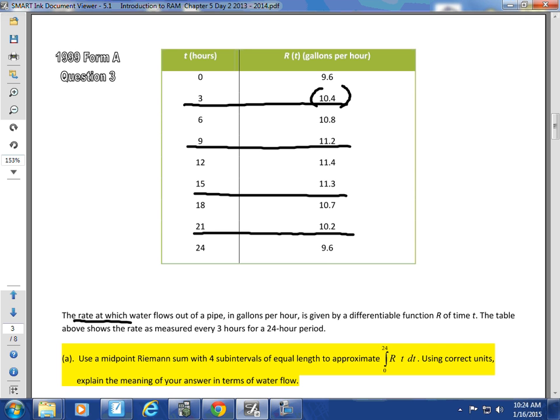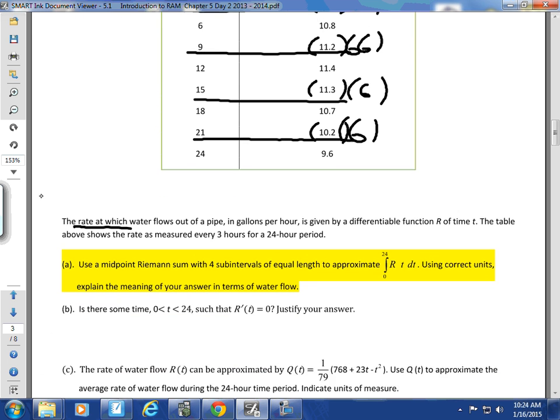So the first rectangle is 6 times 10.4. The second rectangle is 6 times 11.2. The third one is 6 times 11.3. And the fourth one is 6 times 10.2. Again, we need to talk about a label on here. The width is 6 hours, and the height is 10.4 gallons per hour. So when you multiply those things together, you're going to end up with a label of gallons. So we're going to come up with some number.